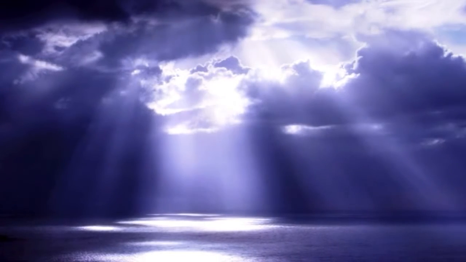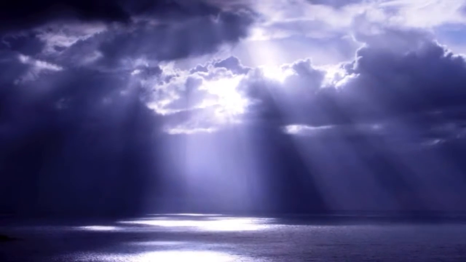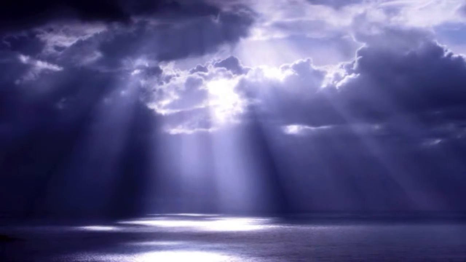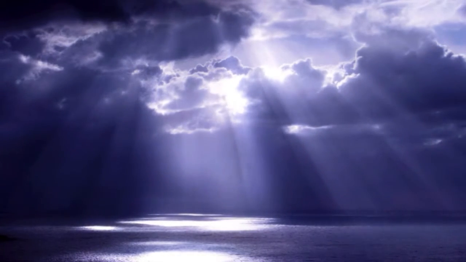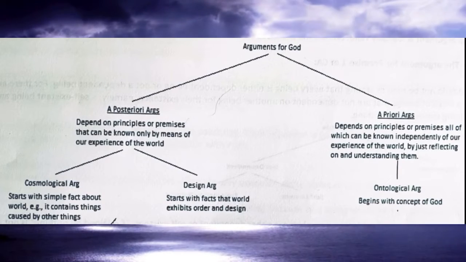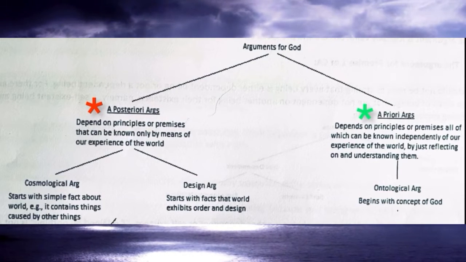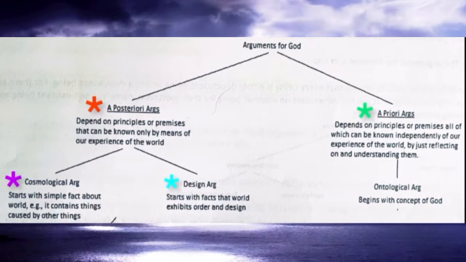So before we begin, let's refresh ourselves on Rowe's taxonomy of arguments for the existence of God to see generally where this argument falls. We saw that Rowe divided the arguments into two main categories: a posteriori arguments and a priori arguments. And under a posteriori arguments, we saw there were two main subcategories, namely cosmological arguments and design arguments.